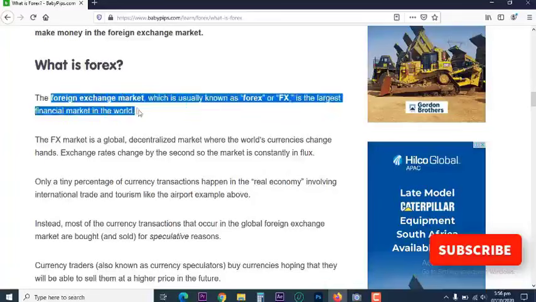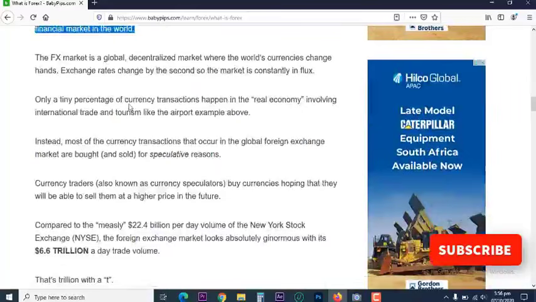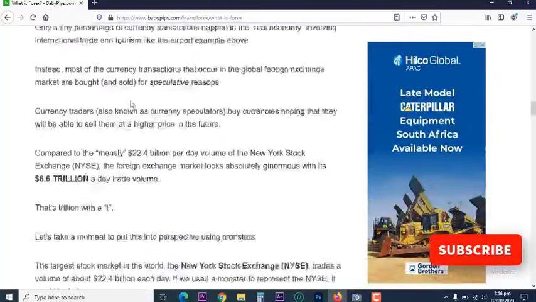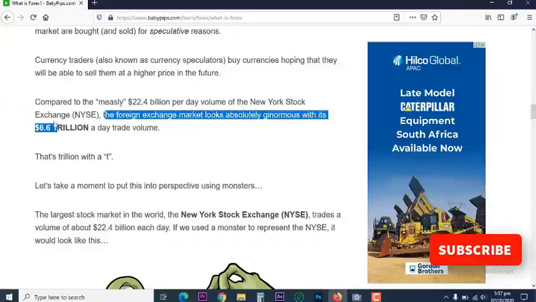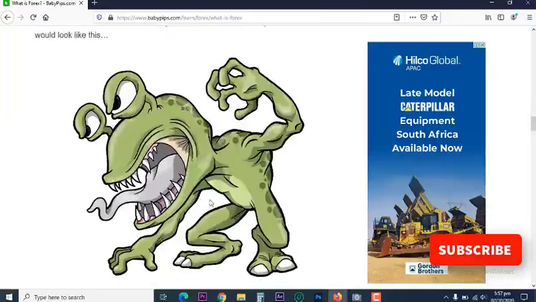The foreign exchange market is usually called forex, right? And it is done real time. The New York Stock Exchange alone controls $2.24 billion traded on it daily, okay, on the New York Stock Exchange alone. However, the foreign exchange markets, 6.6 trillion US dollar traded daily. That's a lot, right? So let's see.